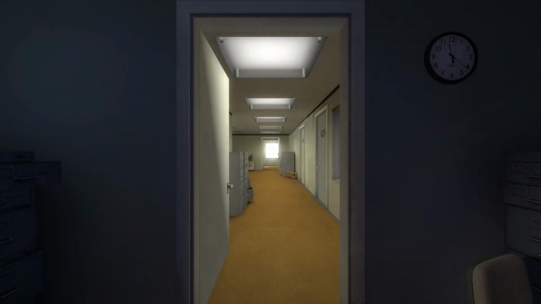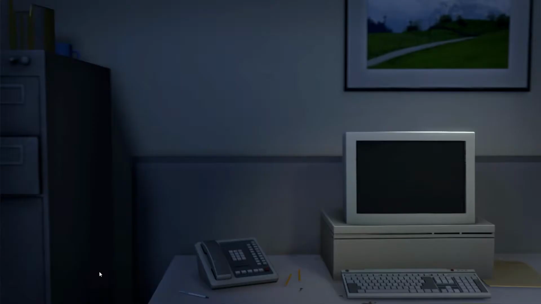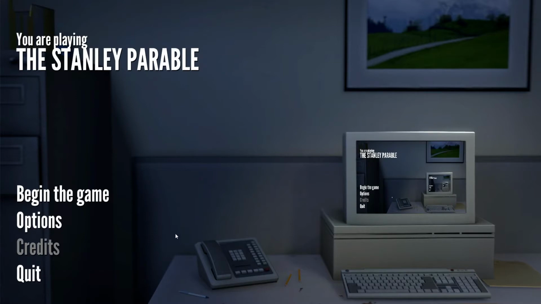And we are back here. Okay, so I think that was pretty much all we could do. Let me go to the menu. Yeah, I think that was pretty much one of the last things we can do in the game, other than the achievements, which is speedrun the game, click every computer off, and a few other things that I'm not too sure about. But yeah, that was the Stanley Parable.